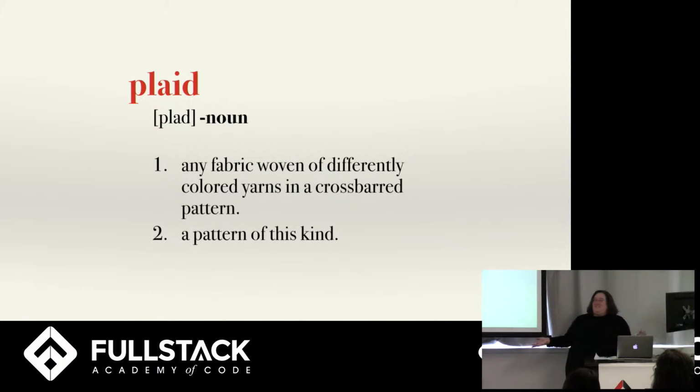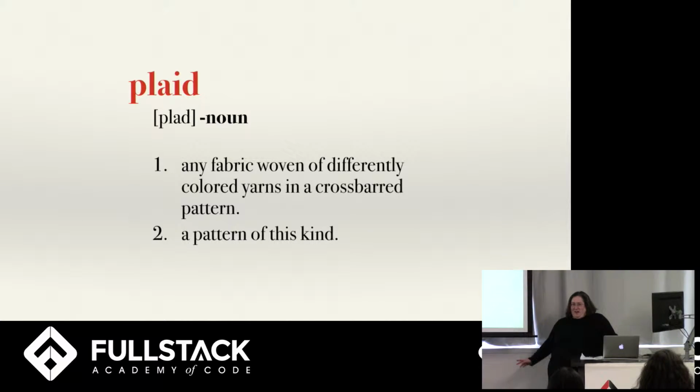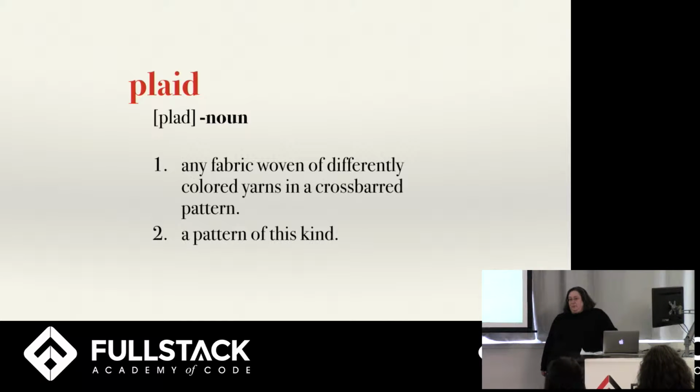Look, you're right. It's any fabric woven of differently colored yarns in a crossbar pattern, or it could just be the pattern itself, doesn't have to be attached to the fabric. So you might be asking yourself, what does this have to do with coding, these patterns? So today what I'm going to talk about is how to use purely CSS to create Plaid. And I'm actually going to go step by step through using CSS Gradients.